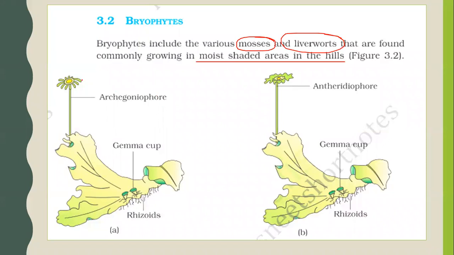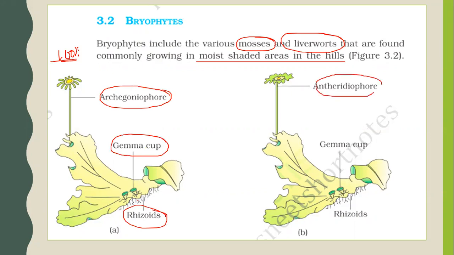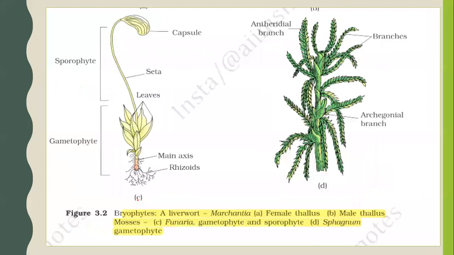I have been telling you this diagram is a 100% MCQ question. So archegoniophore, gemmacarp and rhizoids. Antheridiophore, gemmacarp and rhizoids. Clear, everybody? Yes, this is also important. Seta, capsule. This is a capsule.